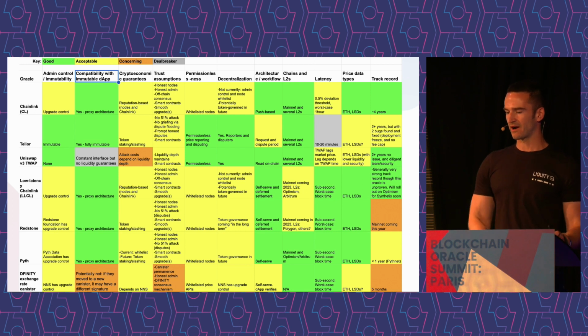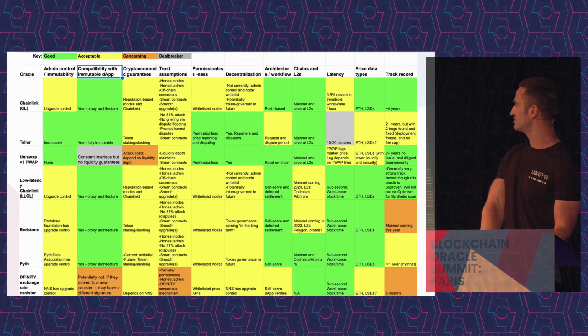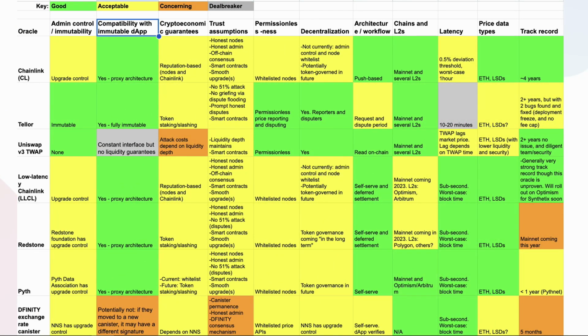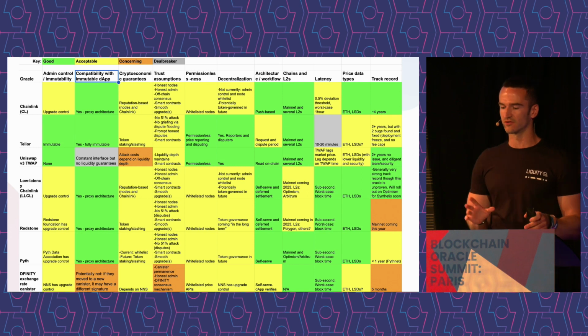So here's an oracle comparison table. Hopefully you can read this. Green is good, yellow is acceptable, orange is concerning. And you can see that no oracle is perfect. They all have trade-offs. Two we really like, just for their decentralization and immutability, are Tellor and a Uniswap TWAP. But actually, both of them are not good fits for this new system for different reasons.